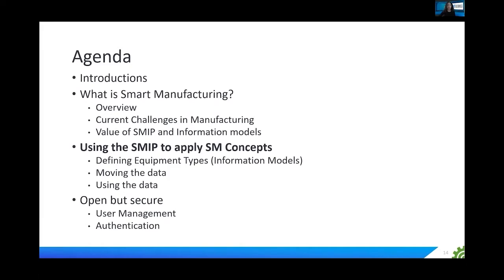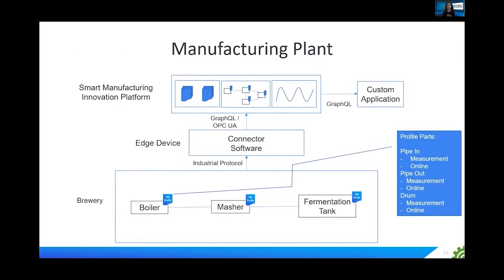It can be really tempting to start by getting everything connected and just being able to get all of your tags into one spot and make a decision on what to do with it later. But what we really want to push for at CESMII is the idea of starting with a use case and figuring out what information is going to be most important for that use case and defining that information model before you even get any data connected and moving. So in this case, we have a relatively straightforward manufacturing plant. It's a brewery that has a boiler and a masher and a fermentation tank.